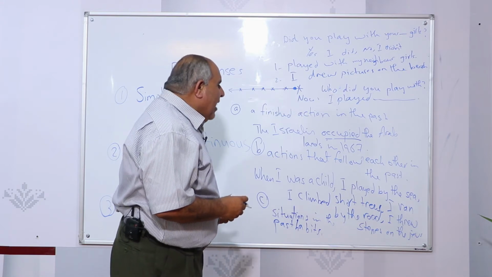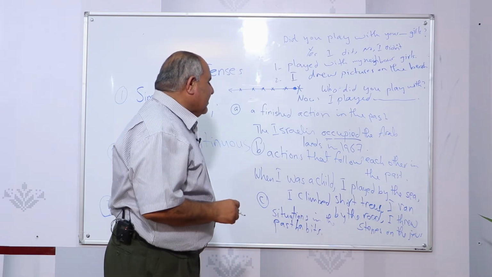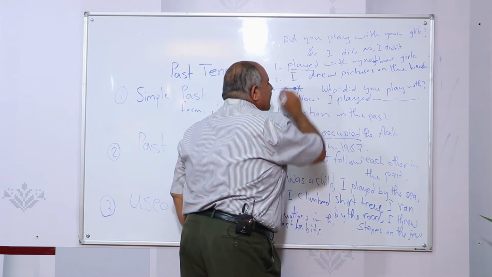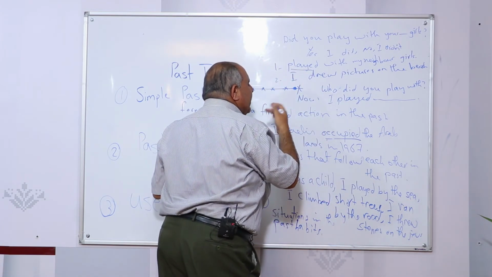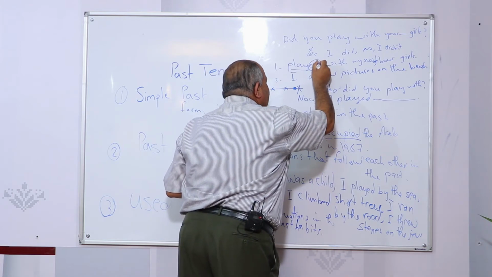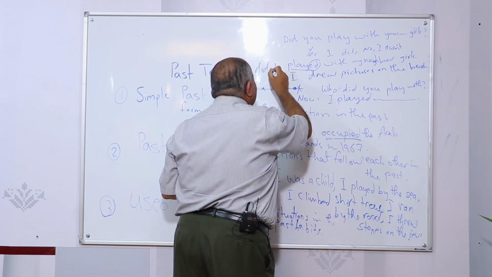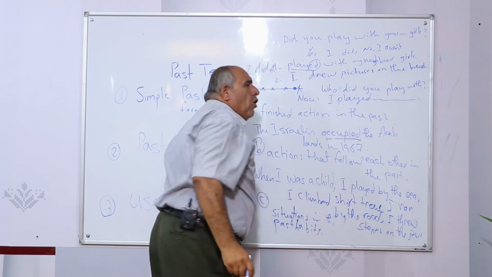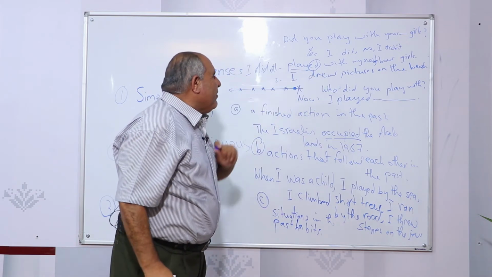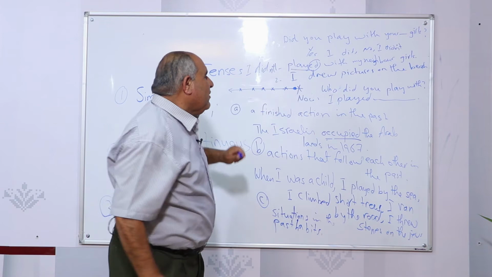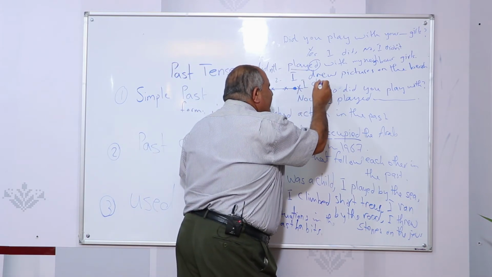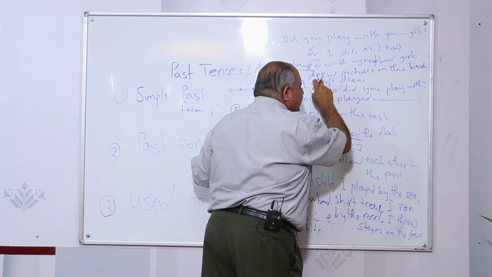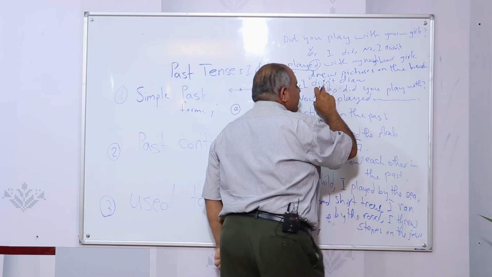Okay? Now, how do we make negatives with the simple past? It is very easy. When we see a sentence like played, and you want to negate it, just remove the ed, take did and add not to it. So it becomes, I didn't play with my neighbor boys. I drew pictures on the beach. I didn't draw. Drew, past, becomes draw, present. Didn't is for the negative.